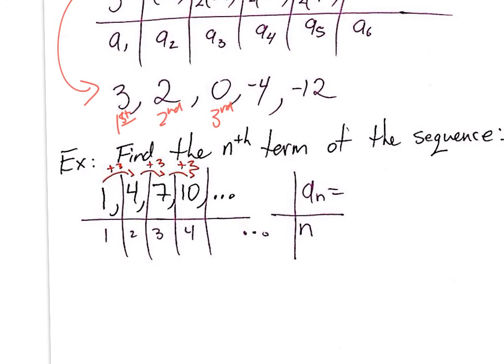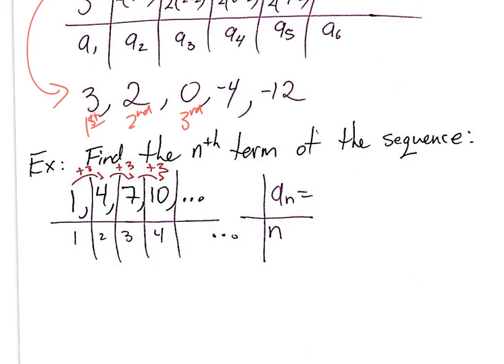All right, last example. Find the nth term of the sequence. Let's see. We have 1, 4, 7, 10. If we look at the pattern, it looks like we're adding 3 every time. So probably it goes 13, and then we add 3, we get 16, etc. So we're looking for this relationship between n, the term number, and the value of the term. When n equals 1, the value of the term is 1. When n equals 2, the value of the term is 4. When n equals 3, the value of the term is 7, etc.